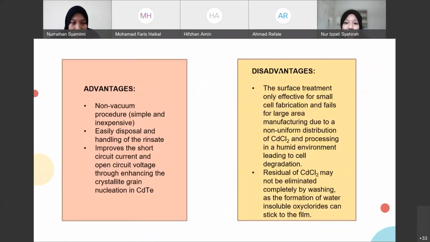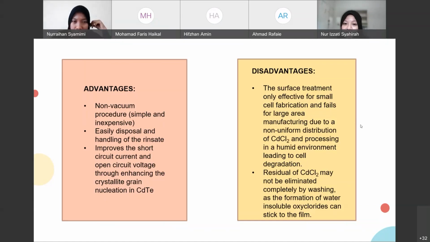This treatment has both advantages and disadvantages. For the advantages, this treatment is a non-vacuum procedure, so it is very simple and very inexpensive. It is also easy in disposal and handling of the rinse set. It can also improve the short circuit current and open circuit voltage by enhancing the crystallite grain nucleation in the cadmium telluride.